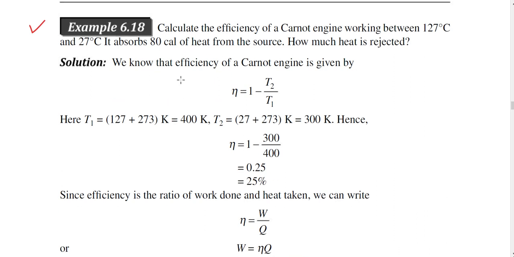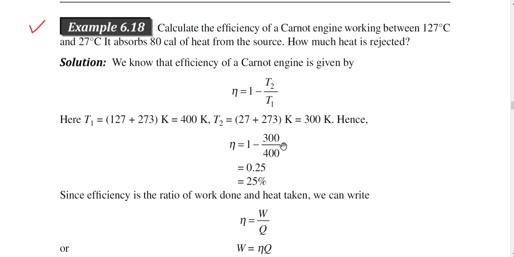Next problem: calculate the efficiency of a Carnot engine working between 127 degree centigrade and 27 degree centigrade. It absorbs 80 calorie of heat from the source. How much heat is rejected? This problem is very easy, because you see that here the temperature of the source and the sink is mentioned. So from that data we can calculate the efficiency eta. So this is our first task.